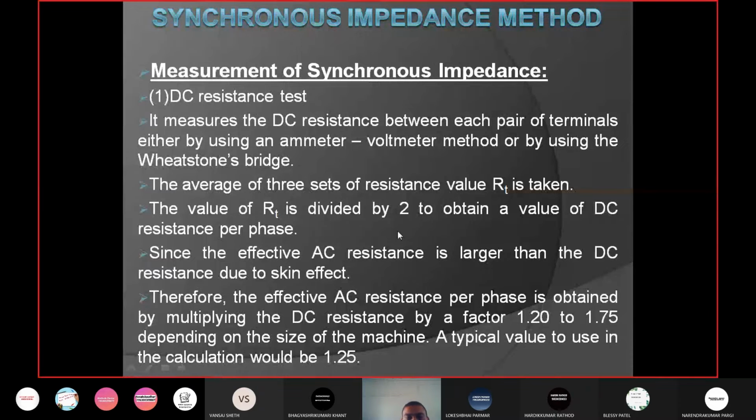Now, due to skin effect, the AC resistance is greater than the DC resistance. So we have to multiply the DC resistance by a factor of 1.20 to 1.75. Generally we use 1.25. So AC resistance is equal to 1.25 times the DC resistance.